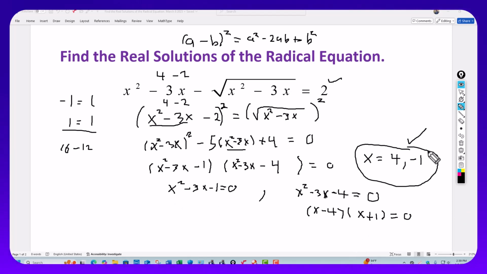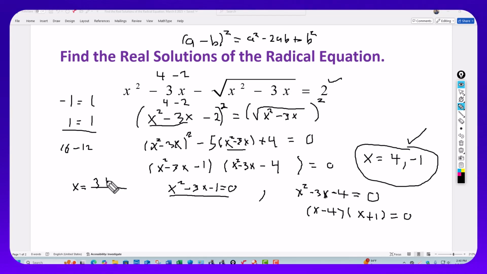Now let's go back to the other equation here. x squared minus 3x minus 1 equals 0. That's again a quadratic. This one doesn't factor. So you'd have to use the quadratic formula, or you can use the method of completing the square. This is what you're going to get. I won't work this out. But for this one, you're going to get two possible solutions.